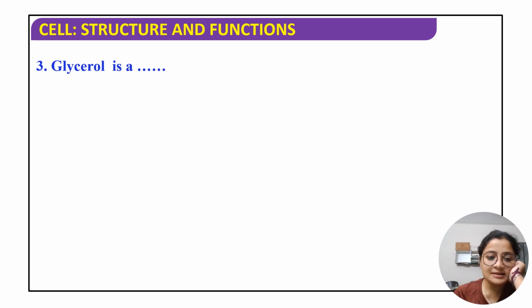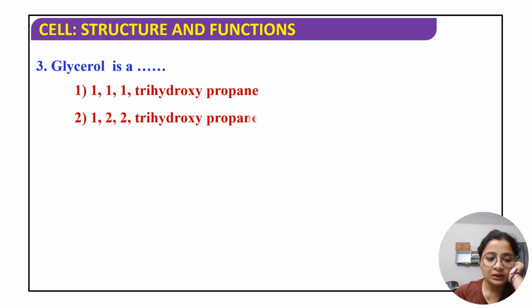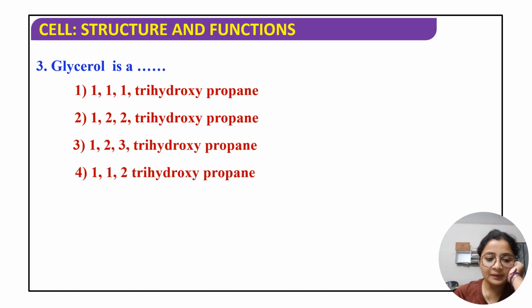Number 3, glycerol is a number 1, number 2, number 3, number 4. So the right option will be 1, 2, 3 trihydroxypropane. So all of these are trihydroxypropane. To understand which will be the correct answer, you need to go back to the slide where I had shown the diagram. From the diagram, you will be able to make out whether it's 1, 2, 3 or 1, 1, 1 or 1, 2, like that.